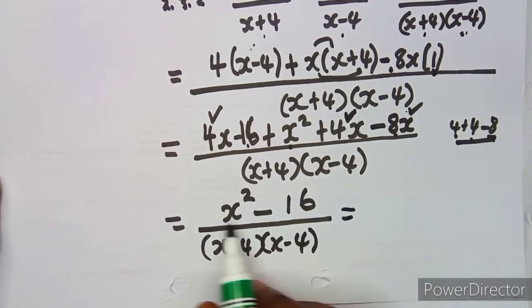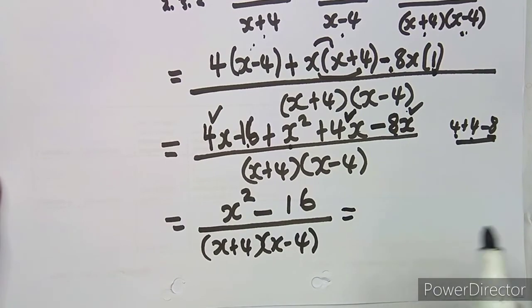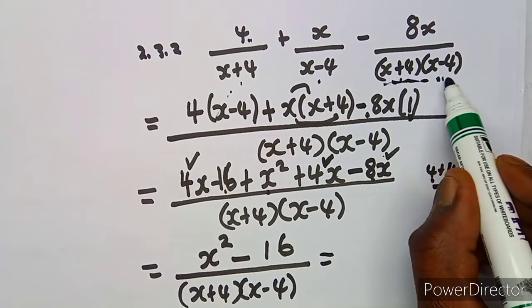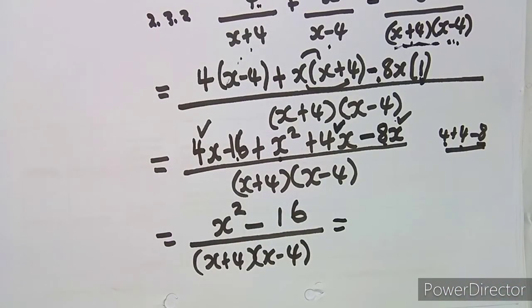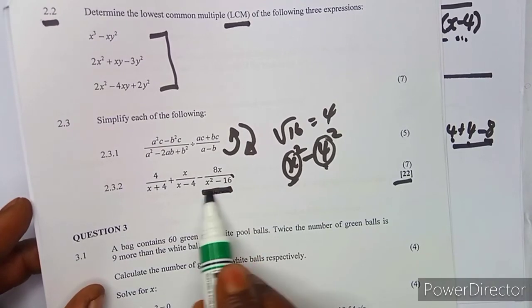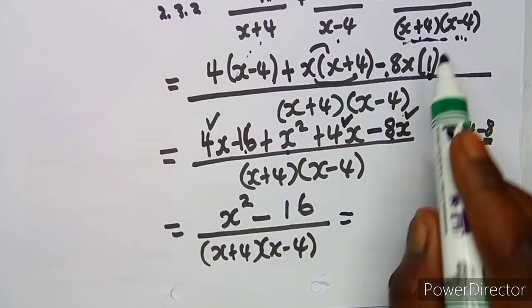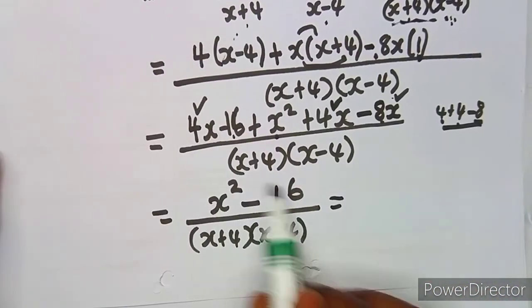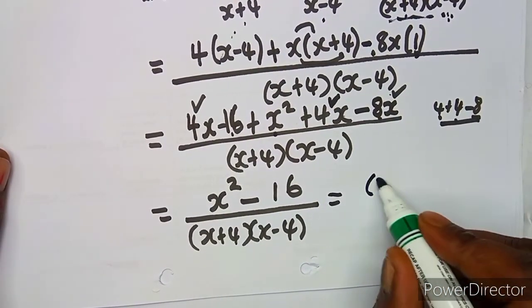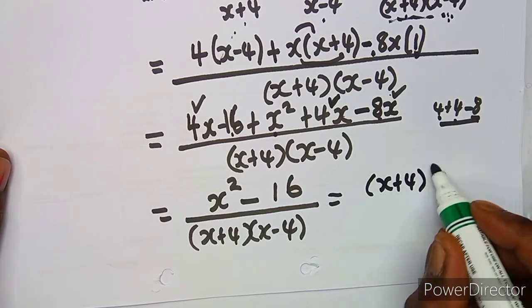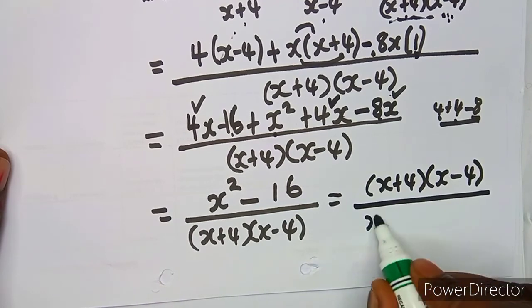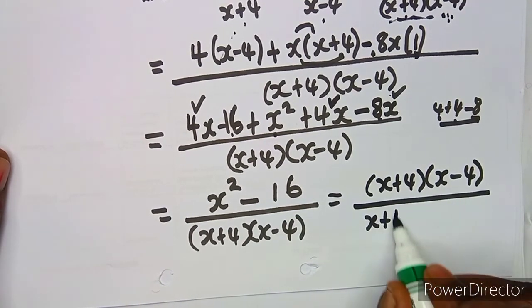Okay, but we talked about x squared minus 16 before. This is the one that gave us these two brackets. Remember, guys, from the beginning, x squared minus 16, this one, is the one that we factorized and obtained these two brackets of x plus 4 and x minus 4. So it means this is going to give us the same brackets, over the LCD as it was.